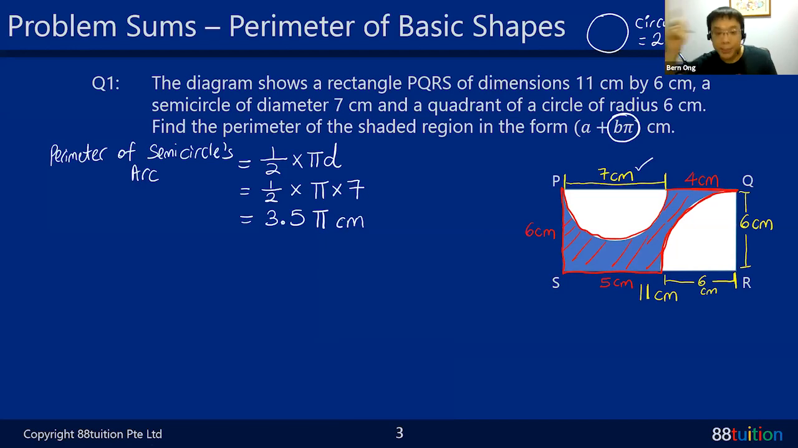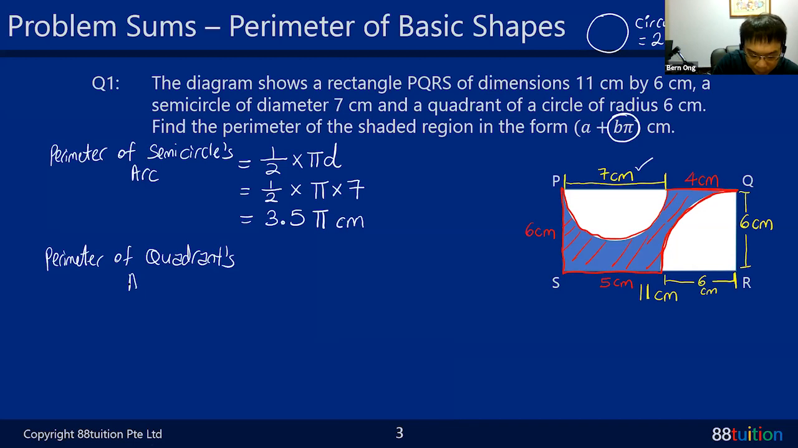How about the quadrant, the arc? I'm doing it step by step so that you can actually present nicely. Perimeter of quadrant, Q-U-A-D-R-A-N-T. Quadrant's arc. And a quadrant is what? Is it a full circle? No, it's a quarter of it. That's why it's called a quadrant. So it's a quarter of the entire circle. The entire circle can be written as pi d. But this is the radius, right?